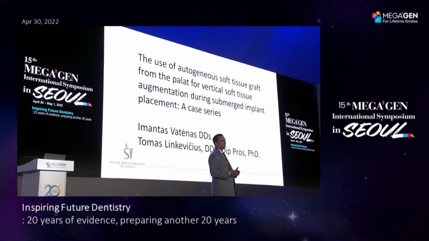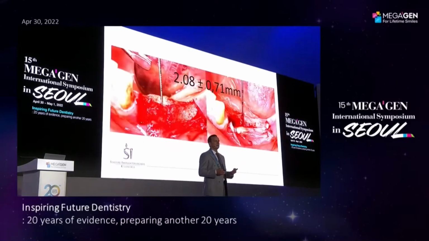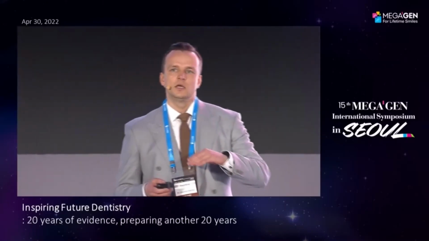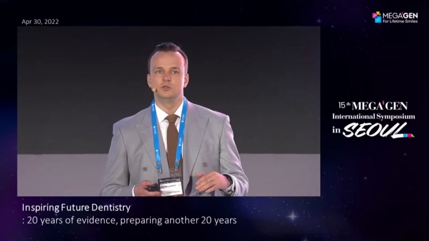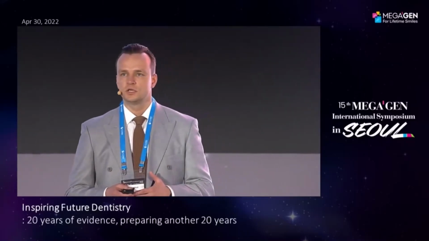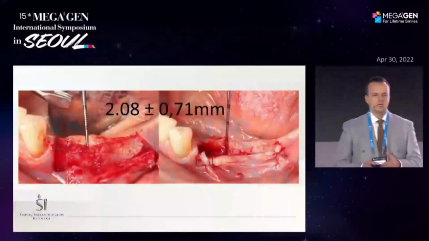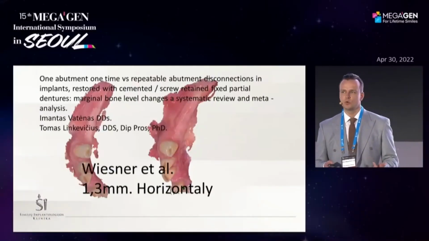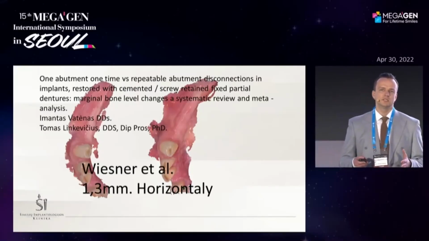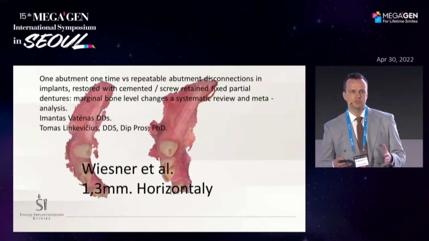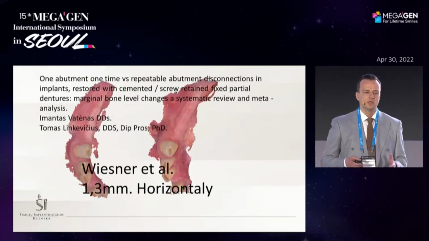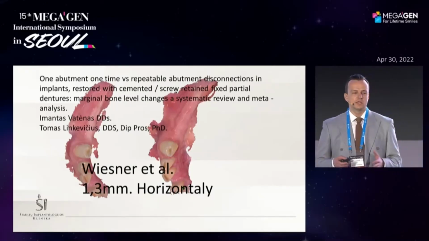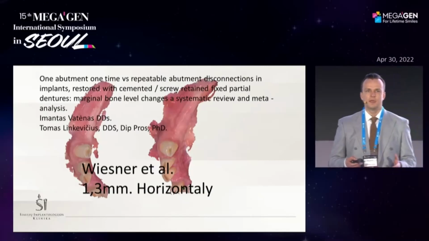First of all, we just submitted the article, and we already know that using the connective tissue graft from the palate and augmenting the soft tissue vertically, you may gain about 2 millimeters of soft tissue vertically. In another meta-analysis we submitted recently, we know that using the same procedure and augmenting the soft tissues with the connective tissue graft, you may gain horizontally about 1.3 millimeters.